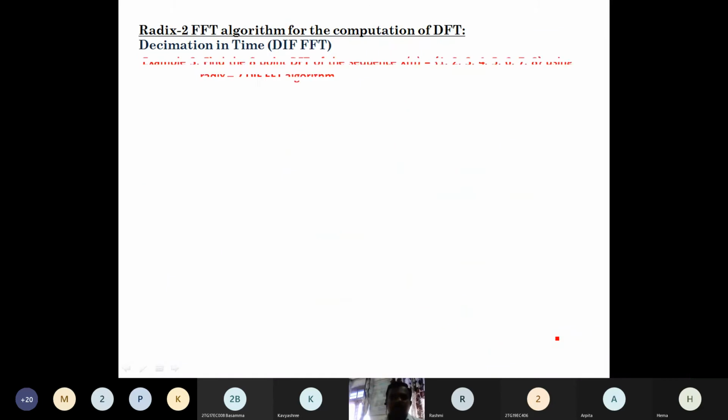Next example, it is 8 point. Find the 8 point DFT of the sequence x of n given by 1, 2, 3, 4, 5, 6, 7, 8 using the DIF-FFT algorithm.